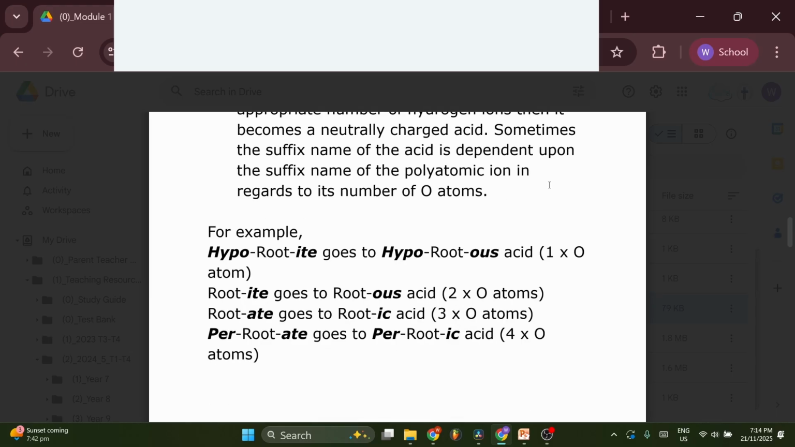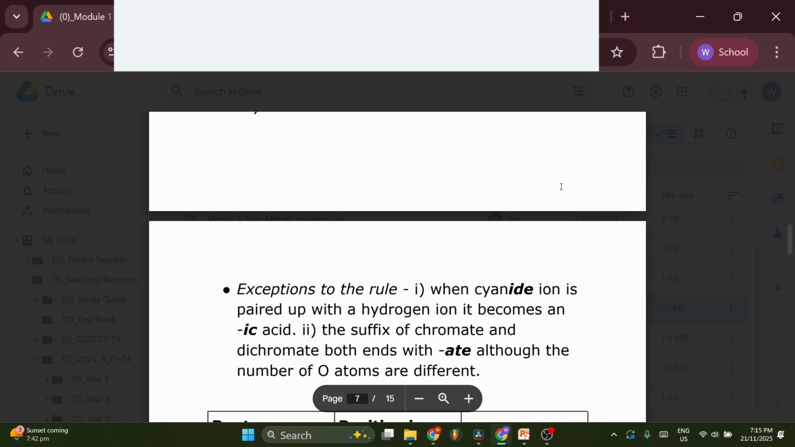For example, hyporootite goes to hyporootous acid, 1 oxygen atom. Rootite goes to rootous acid, 2 oxygen atoms. Rootate goes to rootic acid, 3 oxygen atoms. Perrootate goes to perrootic acid, 4 oxygen atoms. Exceptions to the rule: when cyanide ion is paired up with a hydrogen ion, it becomes an ic acid.